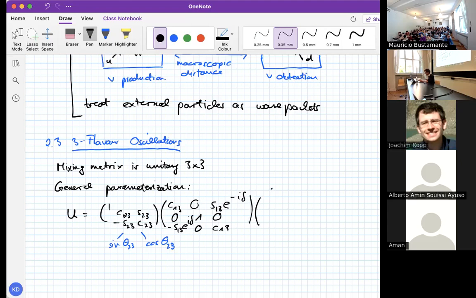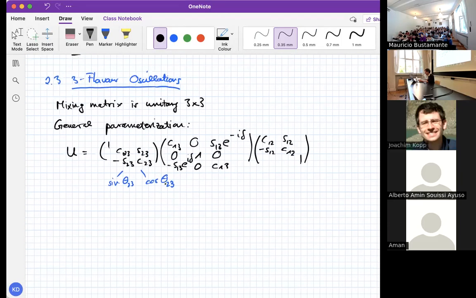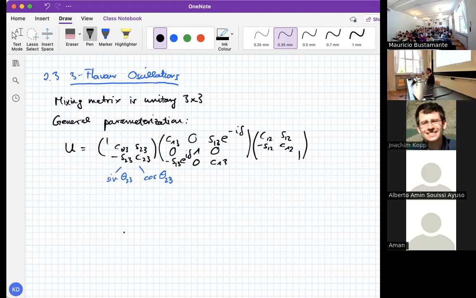And finally, a rotation in the 1-2 sector. So all in all, there's 4 parameters, 3 mixing angles, and 1 complex phase. And that complex phase, that's the one that flips sign between neutrino oscillations and anti-neutrino oscillations. So that's the one that leads to CP violation, so a difference in behavior between particles and antiparticles.